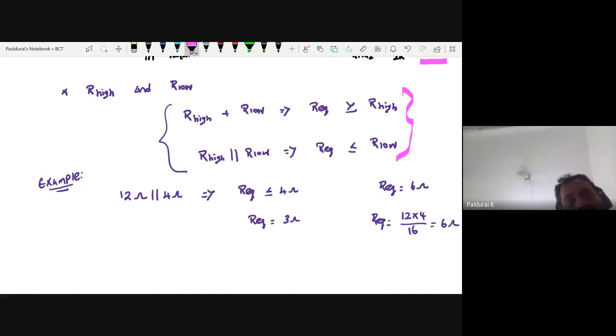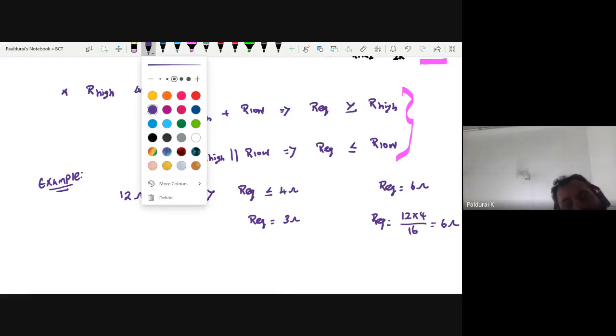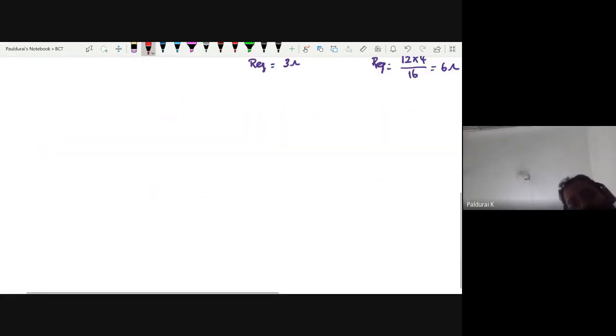After that, we started with the problems, right? We solved some basic problems, and you know how to reduce the network, or how to find the equivalent resistance. We saw around 10 to 12 problems. And after that, we moved to the Wheatstone bridge. So now take another example and try to solve this problem.